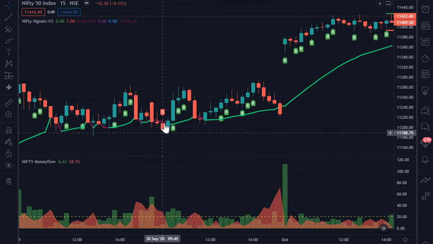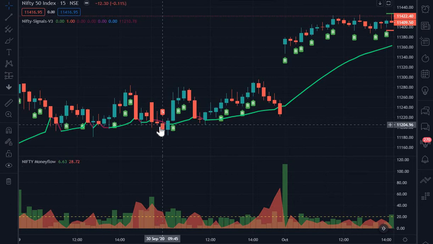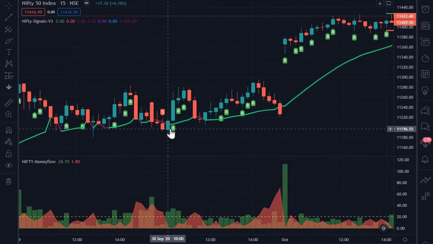Let's understand this now. You see, money flow is negative, and now there is a short signal here. Some people will short here, and I will also short here. But as soon as this signal generates, I'm going to square off my position here, because look at the money flow.